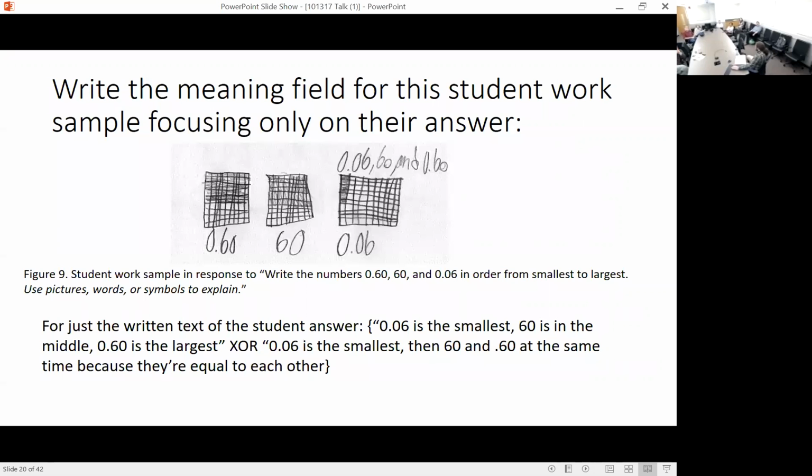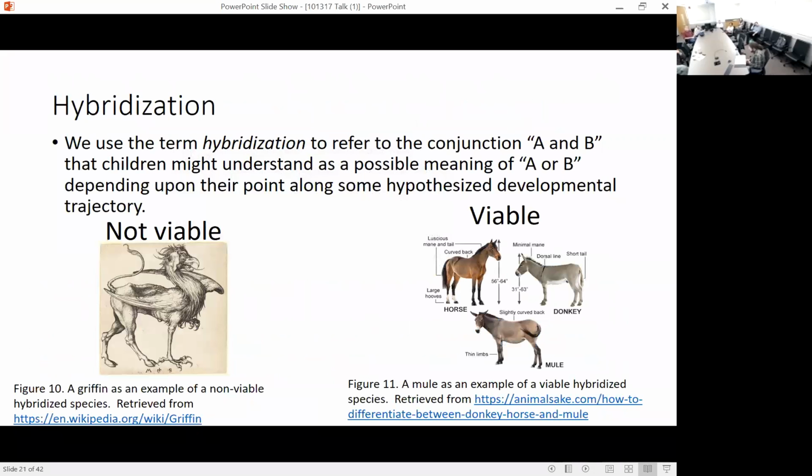Okay, so to talk about these special types of things, we introduced the term hybridization. So in our context, hybridization is a term specifically for spatial representations that include the conjunction A and B that children might understand as a possible meaning of A or B, depending upon their point in the developmental trajectory. So the hundreds grid that the student was using to represent 6/10 and 60 is a hybridized representation simply by virtue of the fact that the kid can mean two different things at the same time.